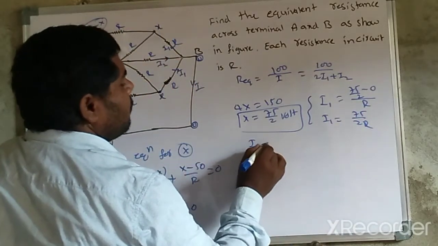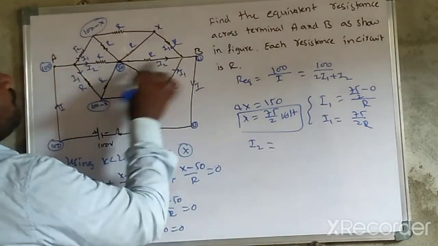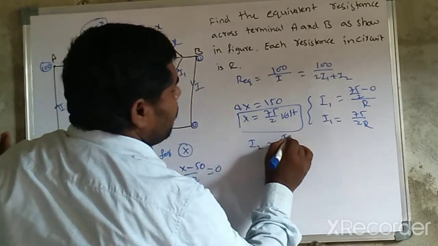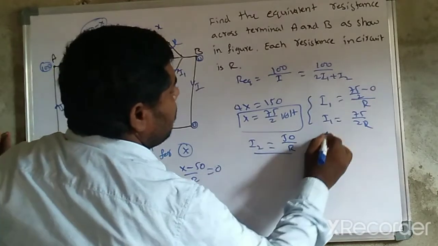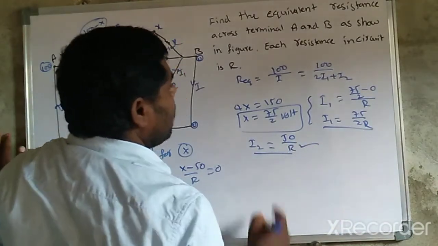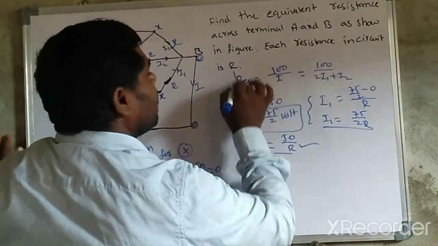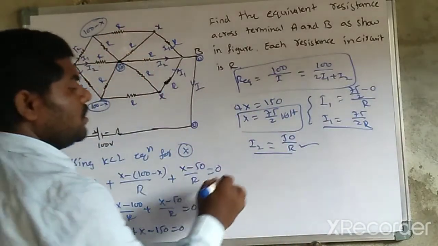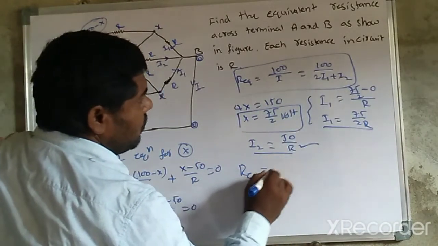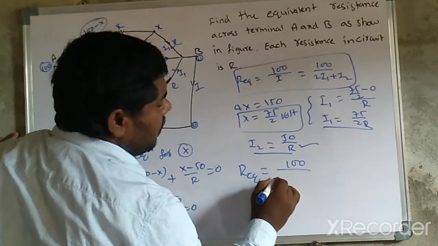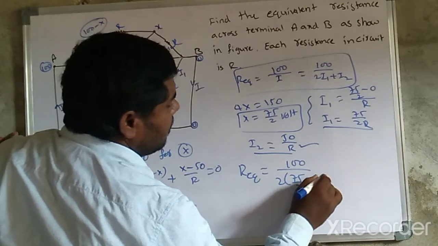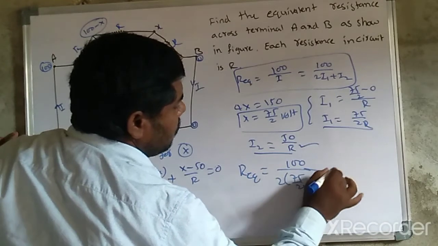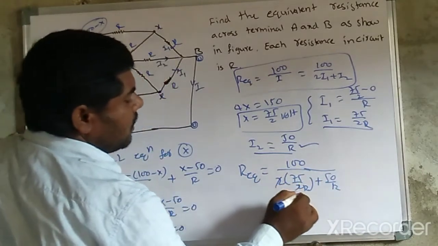Similarly, I2 is equal to 50 minus 0, so 50 divided by R. So this I1 value and this I2 value, substitute in this main equation, the R equivalent equation. So R equivalent is equal to 100 divided by 2 into 75 by 2R plus 50 by R. So here these two get cancelled.